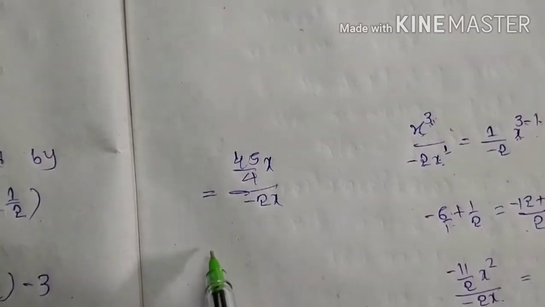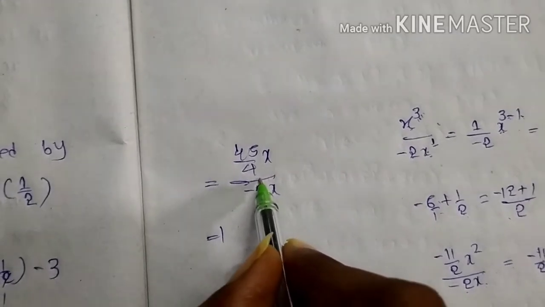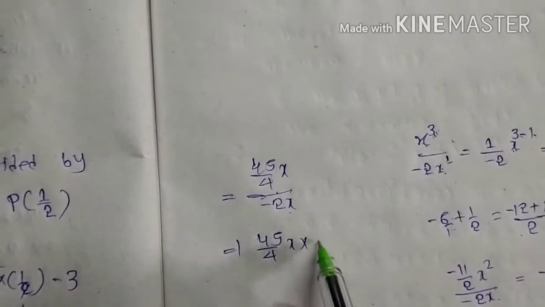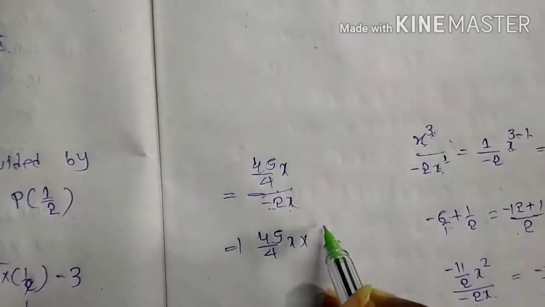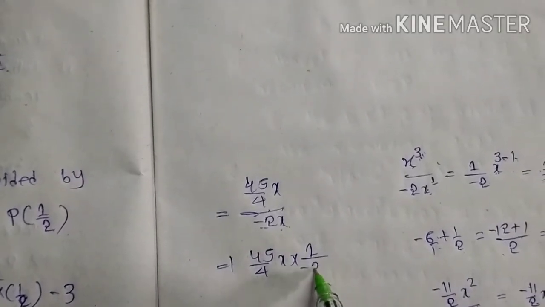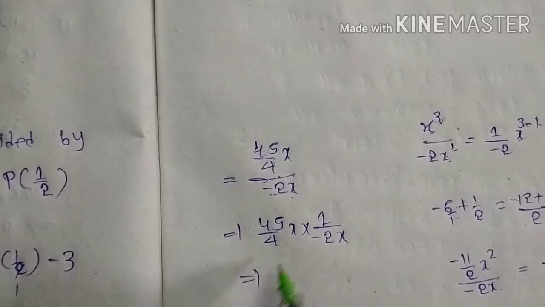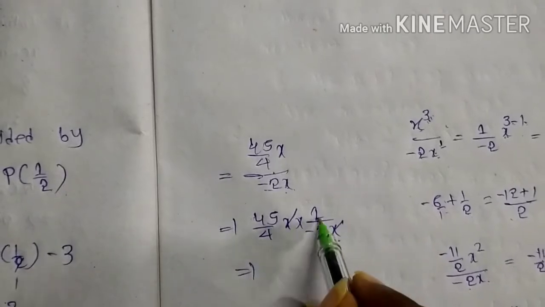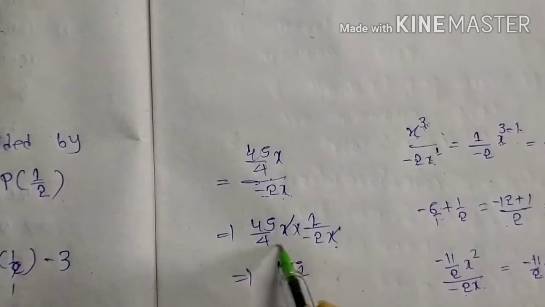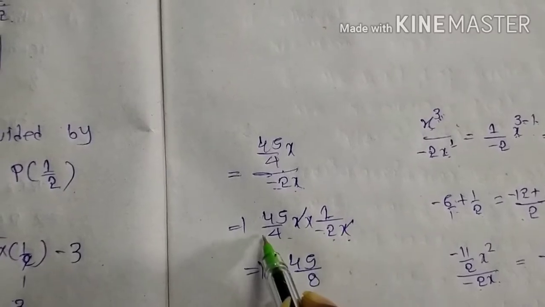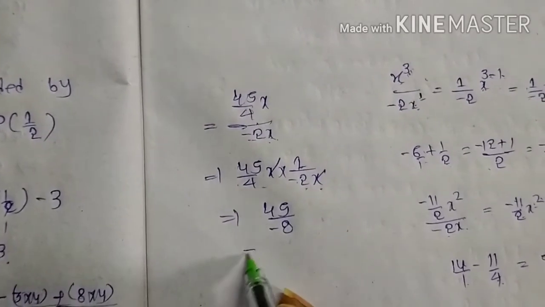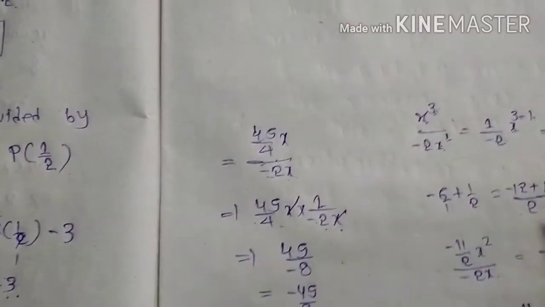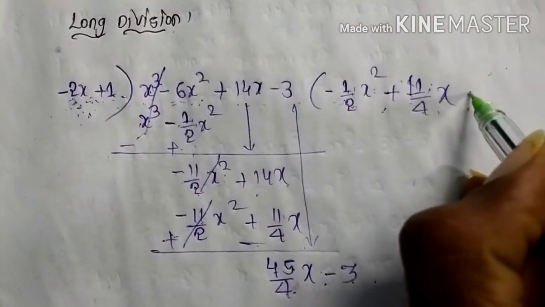To remove the division you need to multiply with the reciprocal. I am writing here 45 by 4x into, what is the reciprocal of minus 2x? You know that, 1 by minus 2x. Is there any possibility of simplification? See, x and x will be cancelled. 45 into 1 is 45 only. 4 into 2 is 8, but here minus, here plus, that means minus 8. 45 by minus 8 means you can write minus 45 by 8. You can take the term as minus 45 by 8.